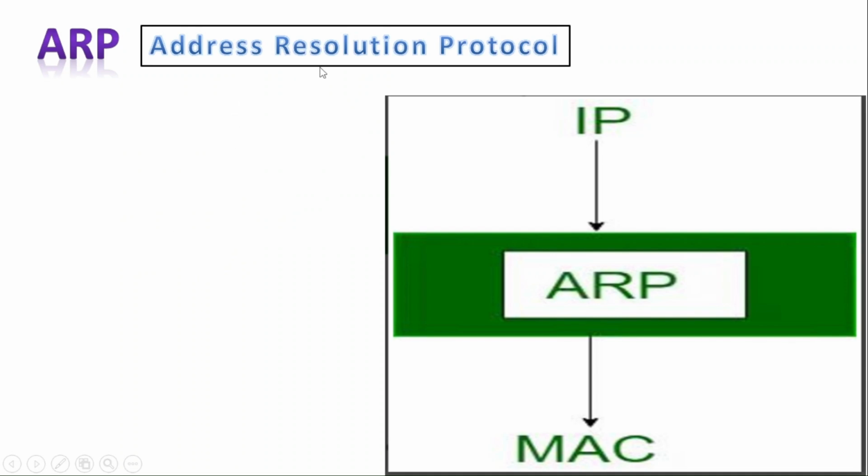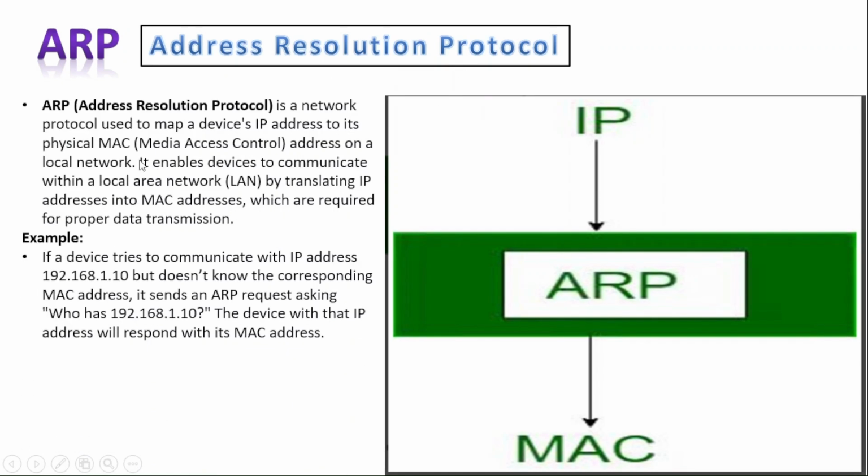ARP, that is Address Resolution Protocol. So ARP, Address Resolution Protocol, is a network protocol used to map a device's IP address to its physical MAC, that is Media Access Control address, on a local network. It enables devices to communicate within a local area network, LAN, by translating IP addresses into MAC addresses, which are required for proper data transmission.